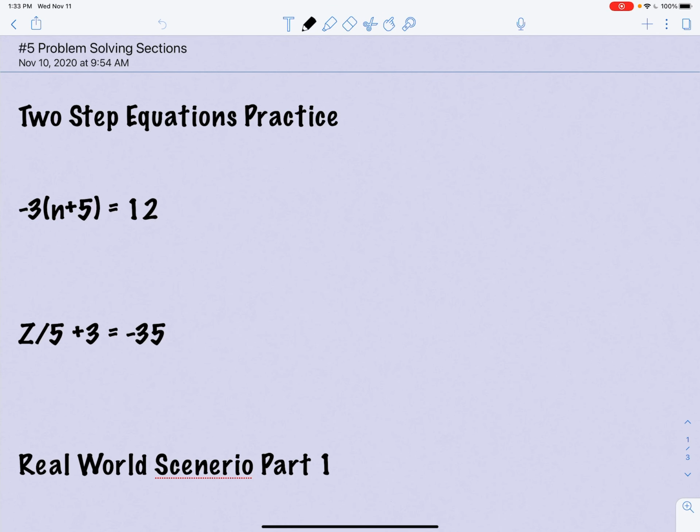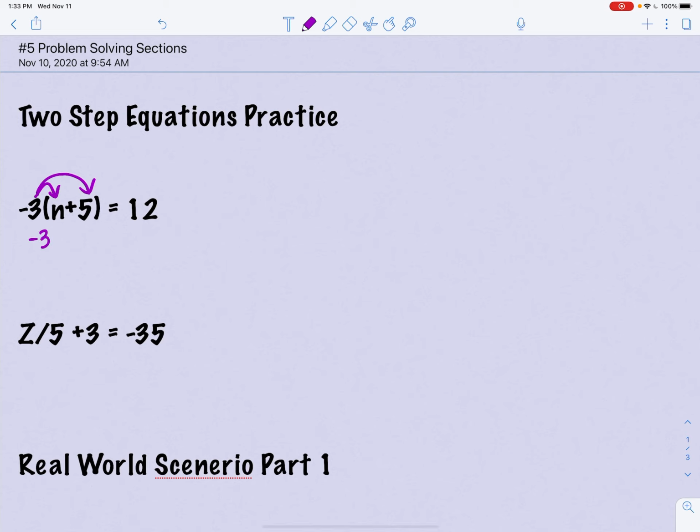Okay, this is on your Google Forms. It is two-step equations practice, but it has sections. So we're going to start with this first one. Make sure that you are practicing it on your desk or on a piece of paper or somewhere so that you're familiar. Notice that this one requires you to distribute first. So we're using past skills to apply.